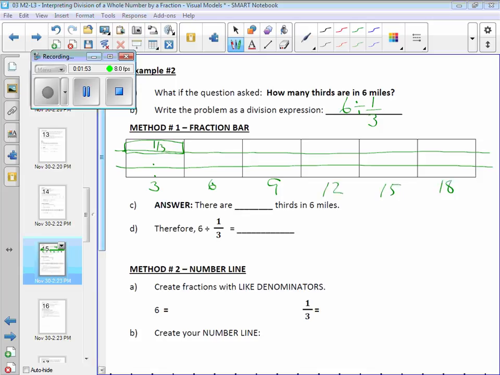How many total 1/3 pieces do you have? You can say it out loud. 18. Therefore, 6 divided by 1/3 is 18.